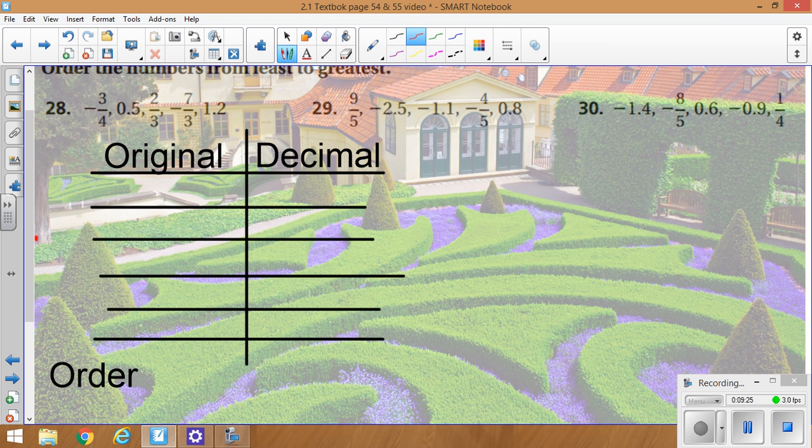Number 29, I'm going to just copy the numbers on the left side in the original column. 9/5, -2.5, -1.1, -4/5, and 0.8. Okay, any decimal, I'm just going to copy on over to the right.